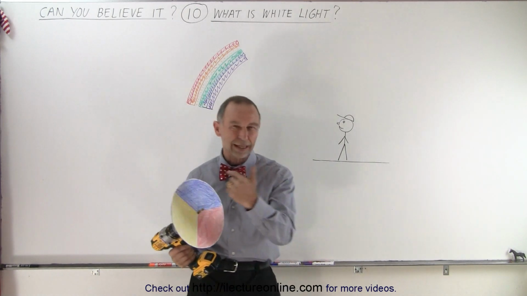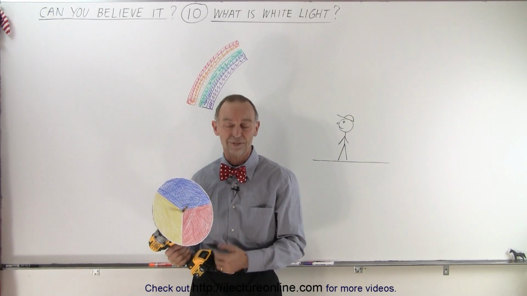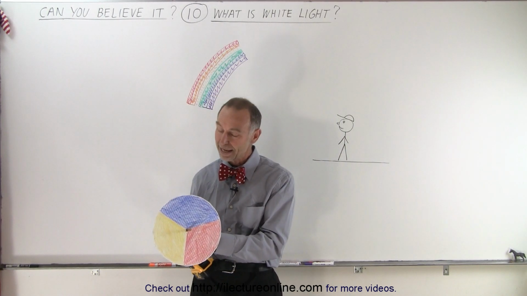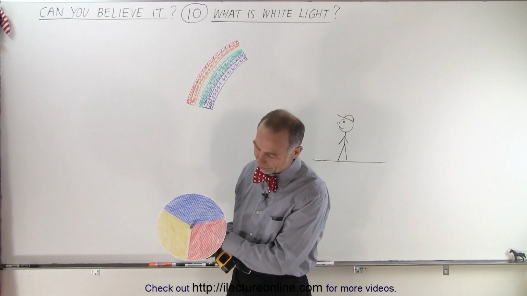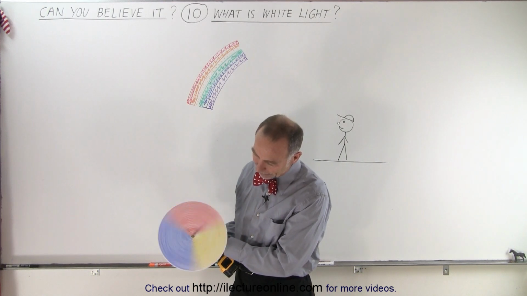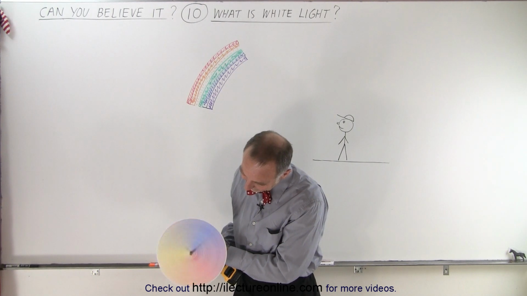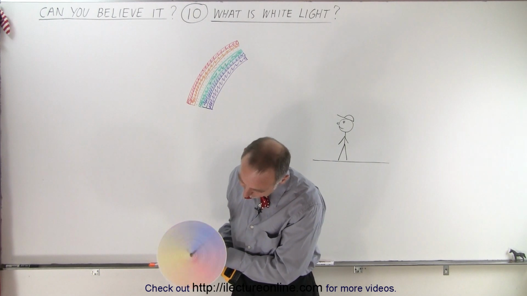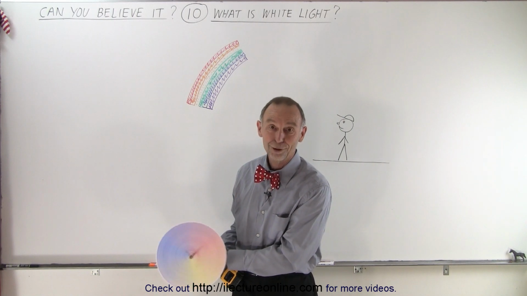But what happens when I turn the drill on and this begins to rotate really fast? Well, let's take a look and see, and you'll discover where white light comes from. So here we go. And there you have it. And you put all the colors together, you get white light.